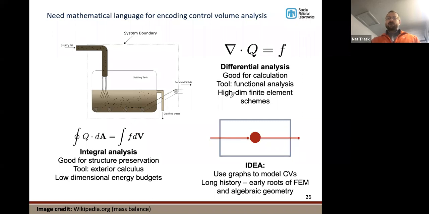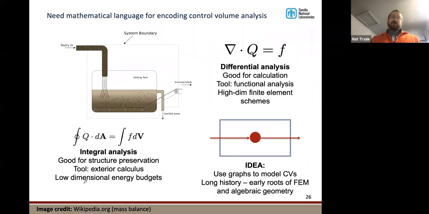And the first way people are taught to analyze systems is in terms of control volumes, right? So the idea about differential models is that they're really good for calculation. That's why people used them in the 1800s, Fourier et al. used them because there were no computers back then, right? And they let you do functional analysis. They let you derive a lot of things. And so there's historical reasons that people work with differential models, PDEs, and the like.